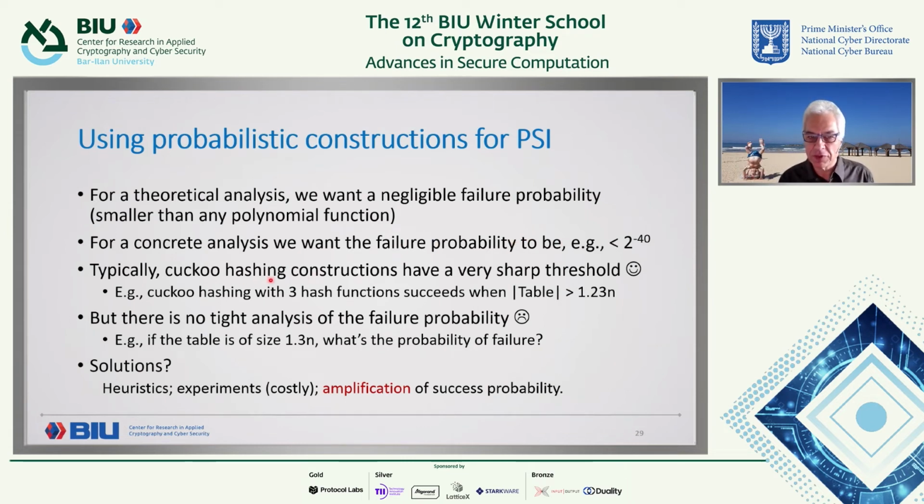When you run experiments with cuckoo hashing, it's very good that we see a very sharp threshold. If we have this bound of 1.23, when you run an experiment, you see that the threshold goes like this. That's great. But when you want to specify how big the table should be to have a 2 to the minus 40 failure probability, you have to run a lot of experiments, which are very costly. So you can either work heuristically, you can run experiments, and that's a new system that we are going to describe here. We can work with amplification.